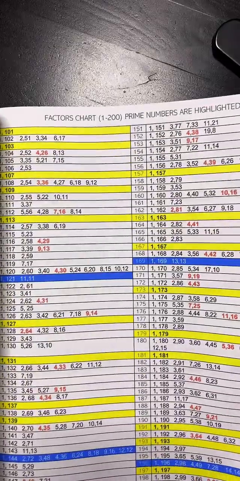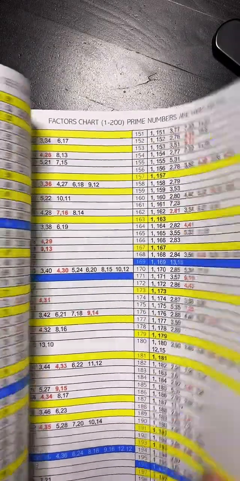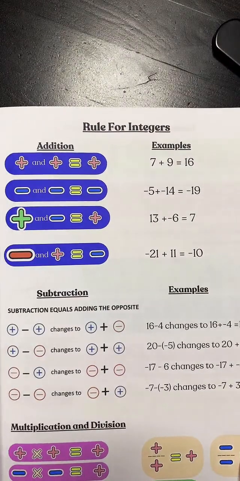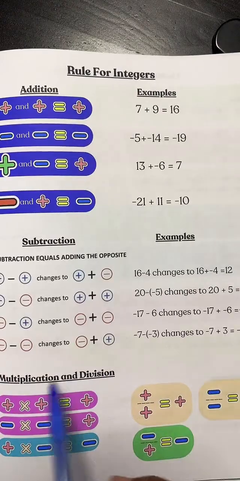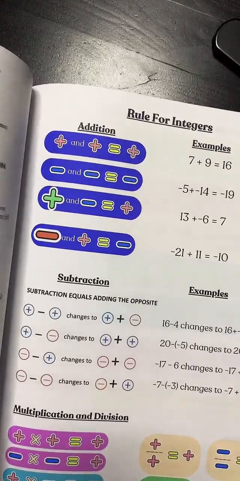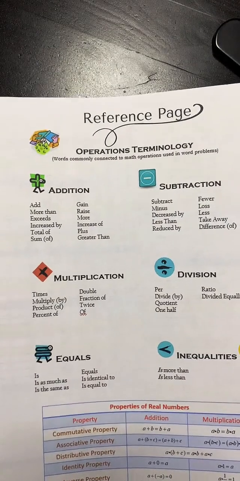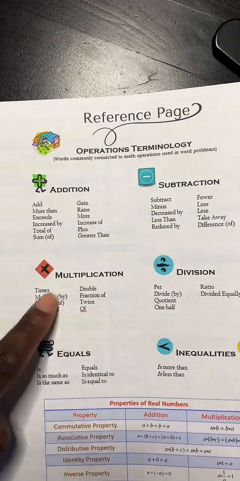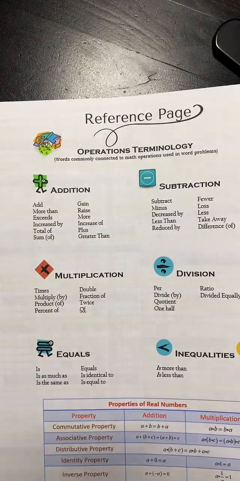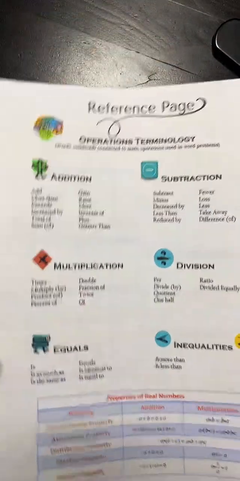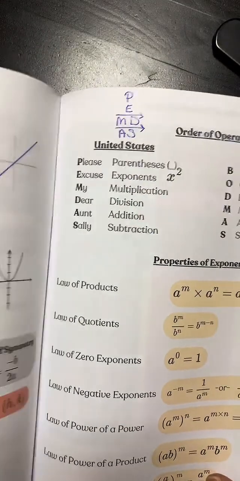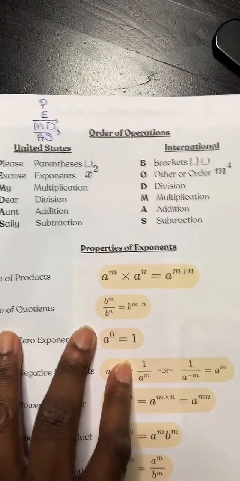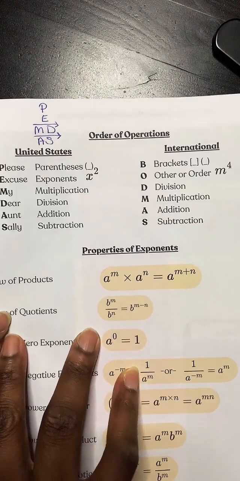It has factors if you're not strong with your multiplication. And then also the rules of integers with addition, subtraction, multiplication, division, as well as when you do word problems, the most popular words associated with each operation. Okay, so I have a whole bunch of stuff with these. I just usually wanted to help my students out as best I can.